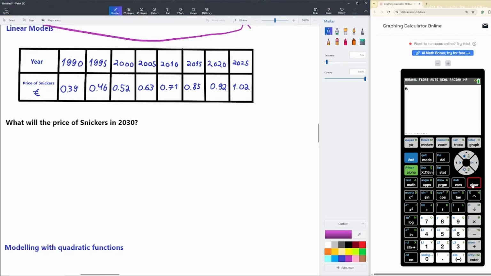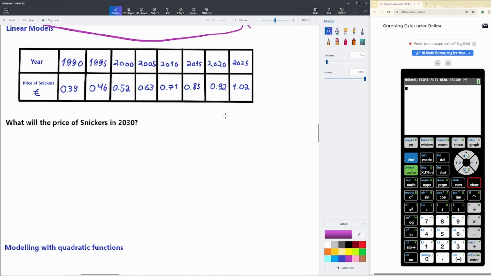So linear models. Linear models are actually quite simple. Usually you use linear models to predict the future, sometimes to predict what happens in a certain year. In this case, I have brought a great example where you have different years and the price of Snickers. In your exercise, you're also told that the price of Snickers follows a linear model. And the question is: what will the price of Snickers be in 2030?